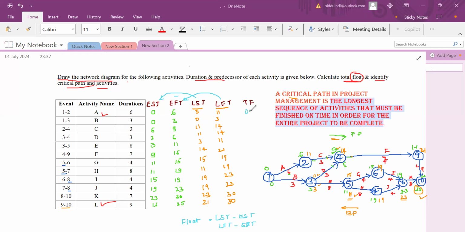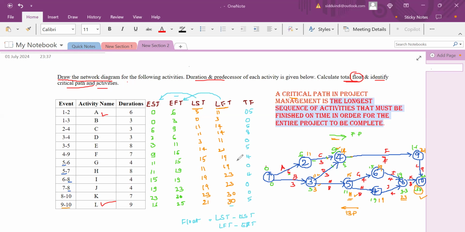11 minus 6 it is 5. 3 minus 3 it is 0. And 14 minus 9, it is 5. 14 minus 6 it is 8. 11 minus 11 it is 0. 21 minus 16 it is 5. 19 minus 14 is 4. 19 minus 19 is 0. 23 minus 19, 4. 23 minus 23 is 0. 30 minus 30 is 0. And 30 minus 25 is 5.